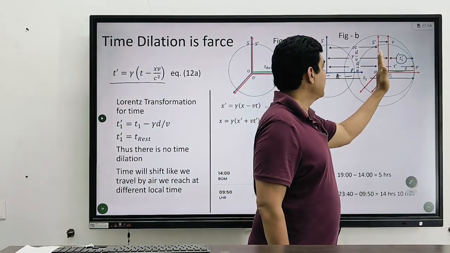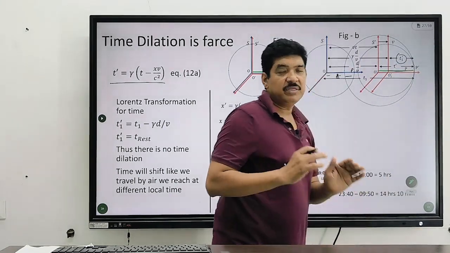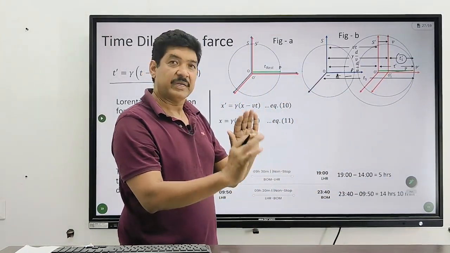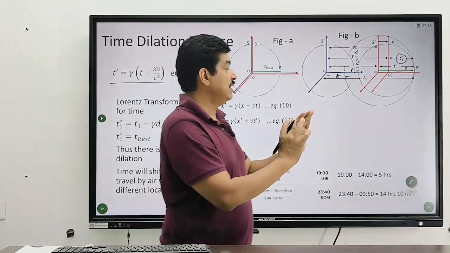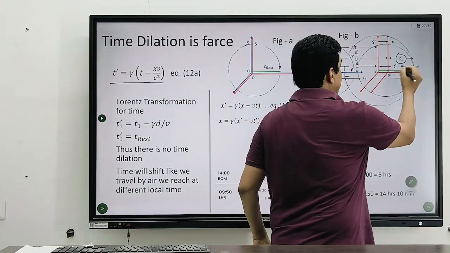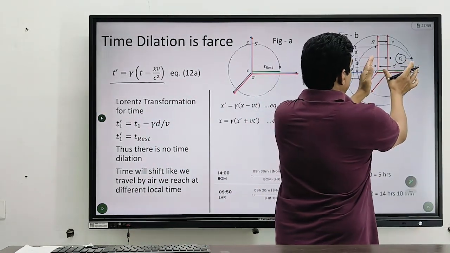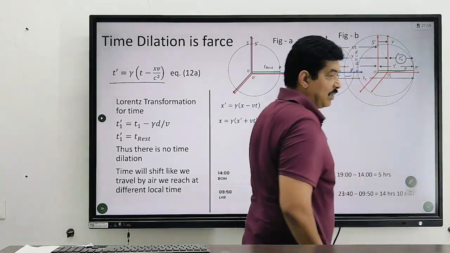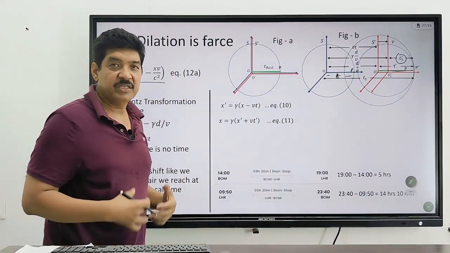Right? Now there is a shift. There is always a shift because this shifted. So how has the time shifted? Time has shifted, but there is no time dilation. The time duration is the same, but time has shifted from here to here. So how can you explain this shift?